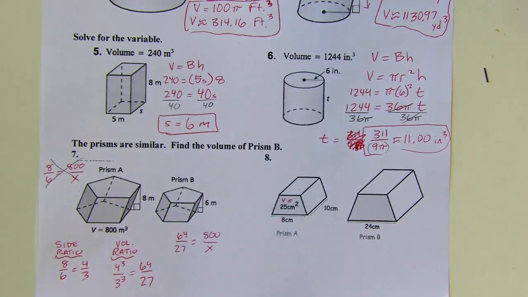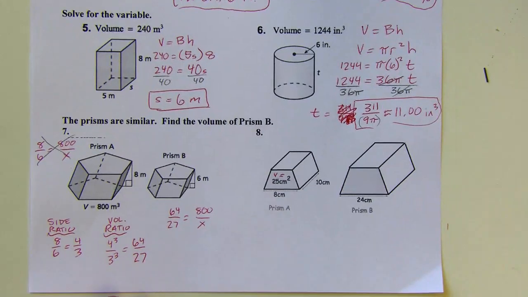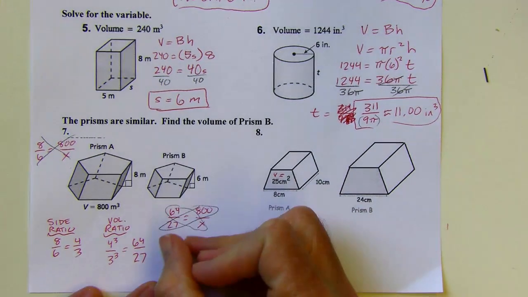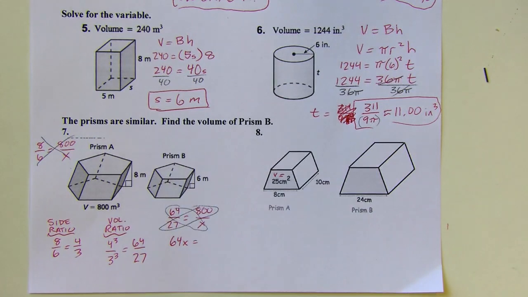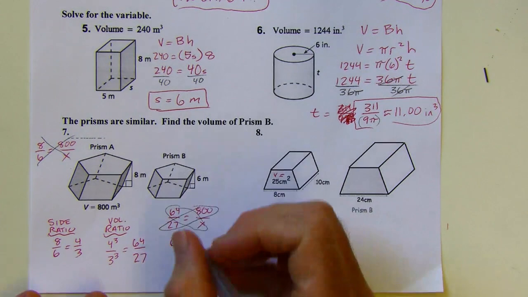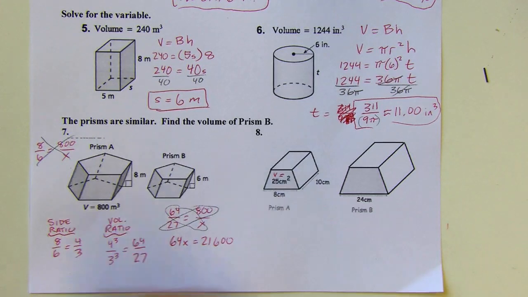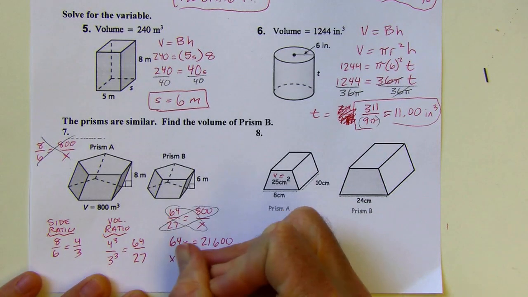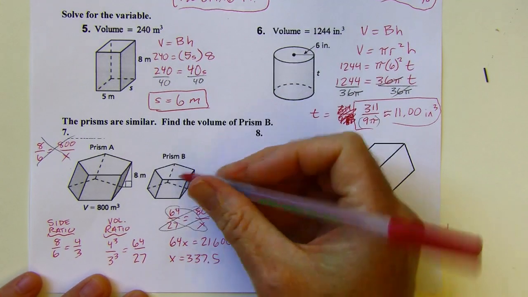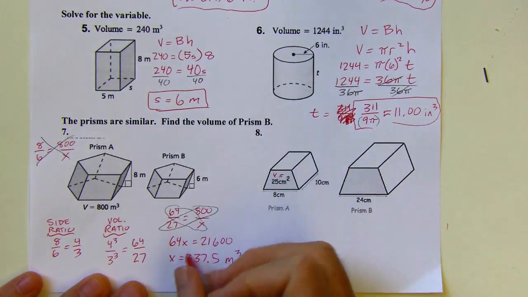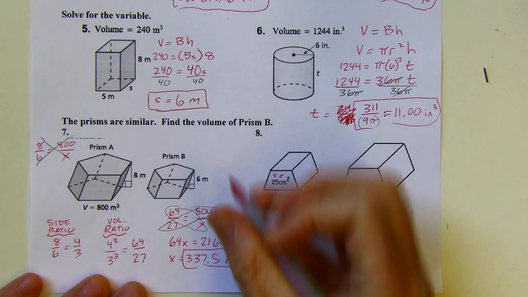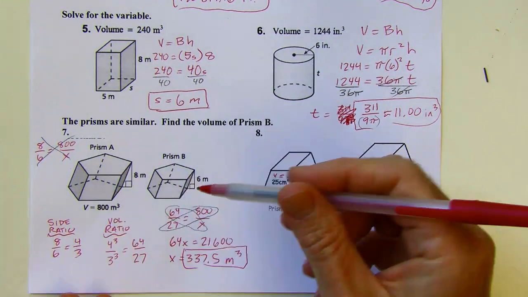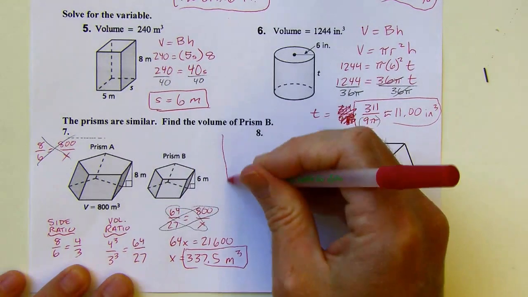My small volume I don't know yet, but now I can solve for it by cross multiplying. Divide by 64, and I've got 337.5. Okay, now this is the volume of the small one, so it should be that many cubic meters. Okay, and I didn't have a way to find that directly, that volume, with just that one given piece of info, but you can find it indirectly by finding the volume ratio and then setting up a proportion.